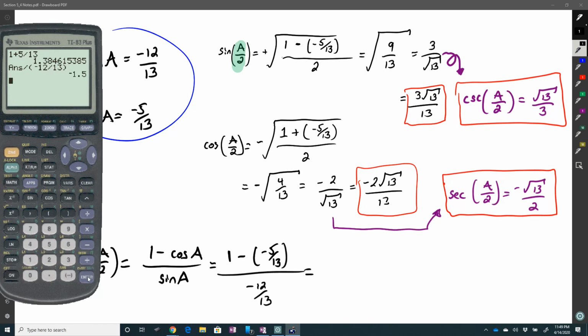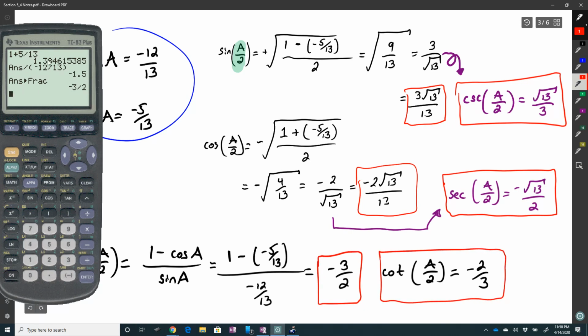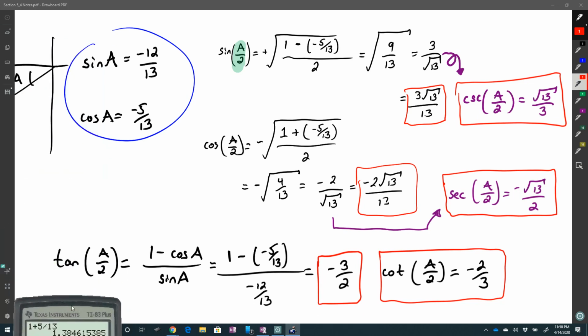All right. So notice you get negative 3/2, which means cotangent would be negative 2/3. And notice we're in quadrant 2, and tangent's negative in quadrant 2, so the signs fix themselves. All right, there you go. There's your 6 answers for all 6 trig functions.